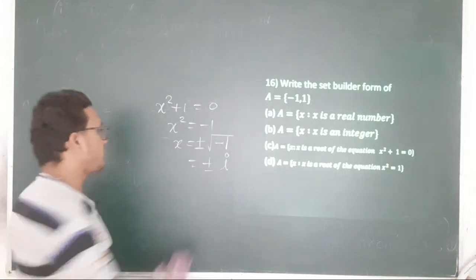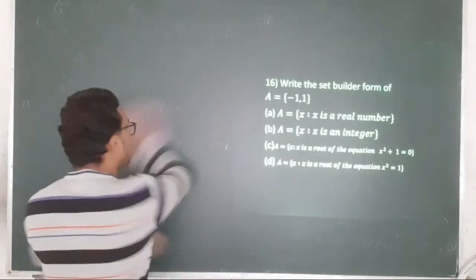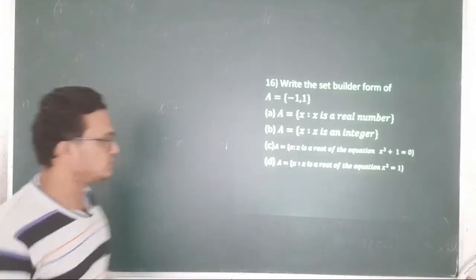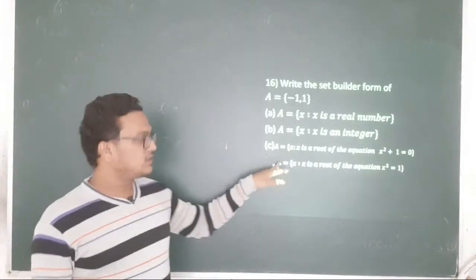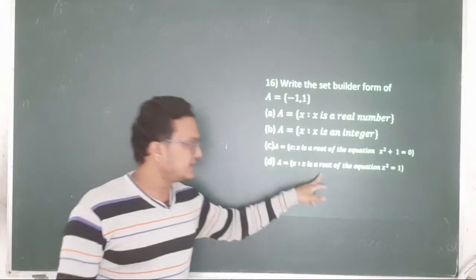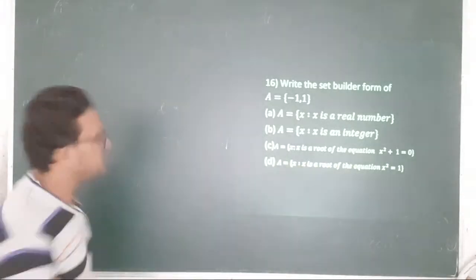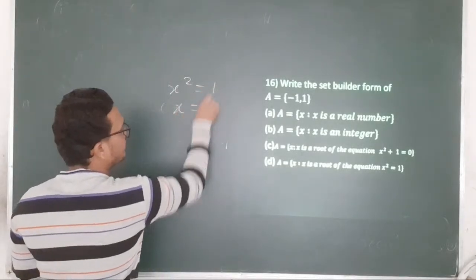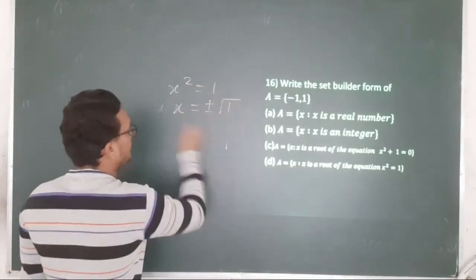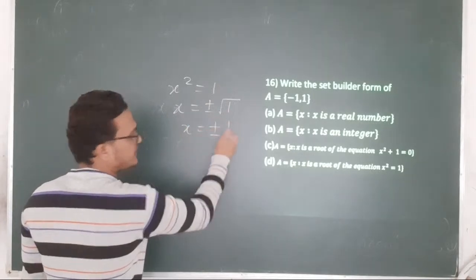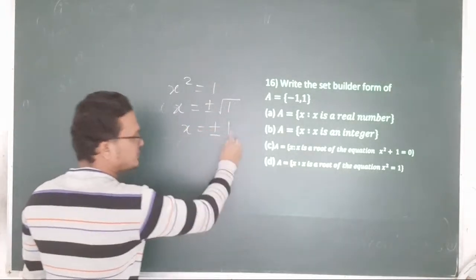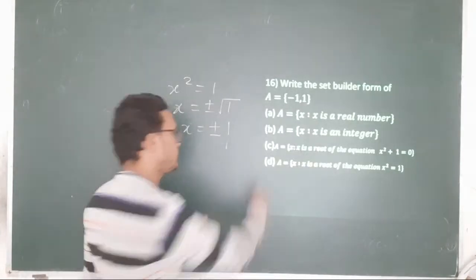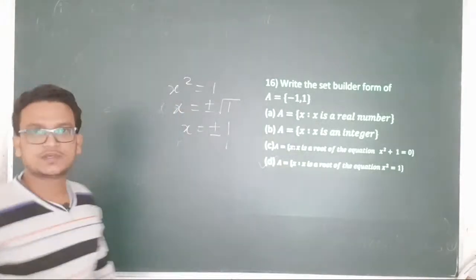Now the remaining option is D, so option D should be correct. But let us take the justification for that also. A is the set of all x such that x is a root of the equation x square equals 1. Then x equals plus or minus root of 1, so x equals plus or minus 1. Minus 1 is there, plus 1 is there. So option D is correct.